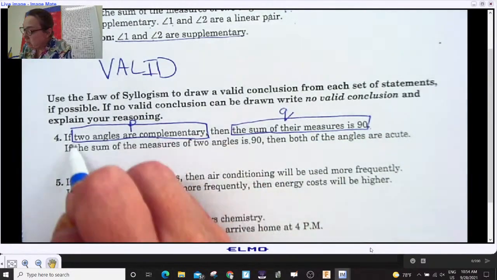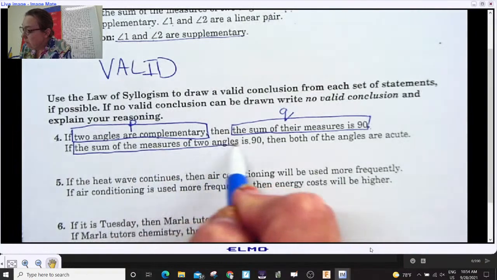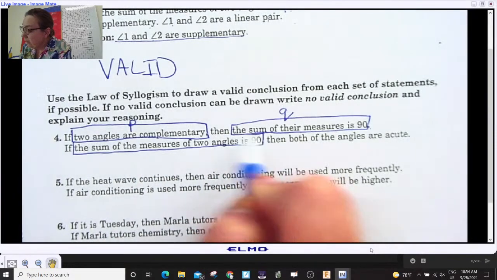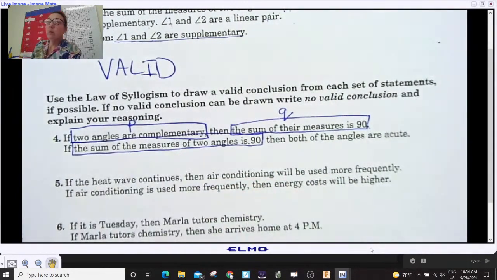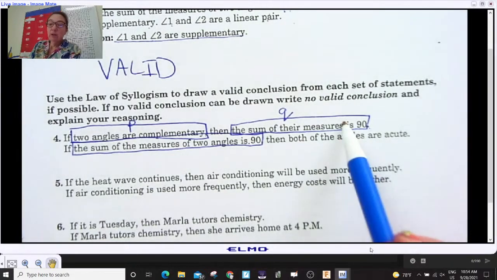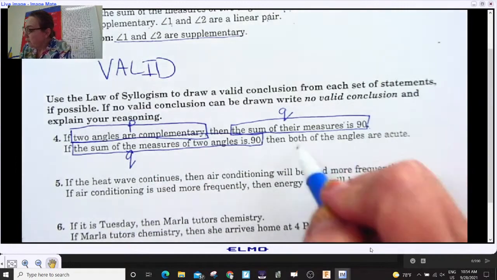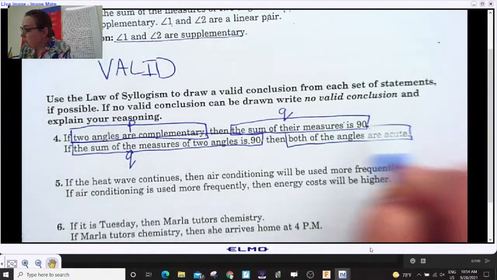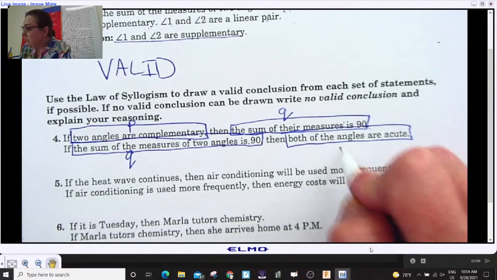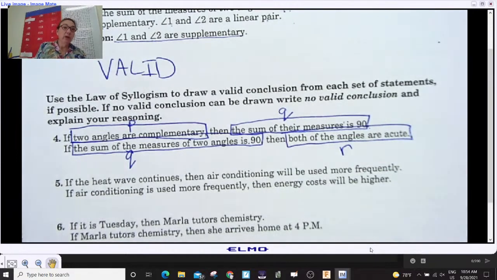Then in our second sentence, look what they're using. The sum of the measure of two angles is 90. Y'all seen that before? Where was that located? Right there, right? That's our Q. Then both of the angles are acute. That's our R. New letter, because we needed something to represent something different, right?